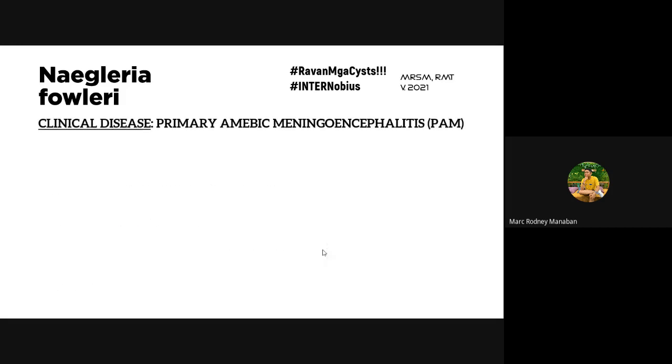Again, it causes primary amoebic meningoencephalitis, or PAM. Now PAM is described as acute suppurative, meaning possible pus or abscess production. In humans, PAM is usually rapidly fatal, even if treated. More than 95% of the cases, even if treated, lead to death, because the prognosis of PAM is bad. It's not good. So it's rapidly fatal in humans.